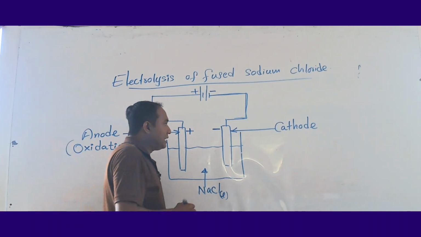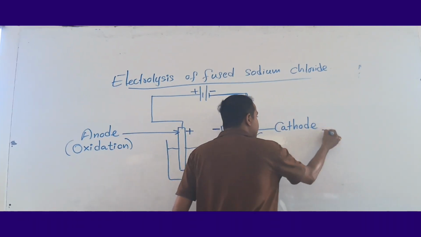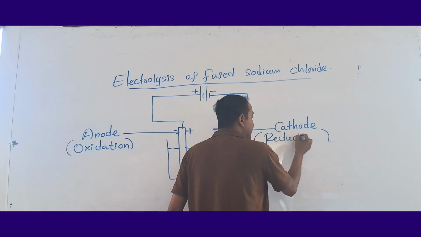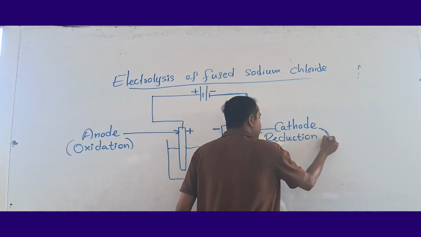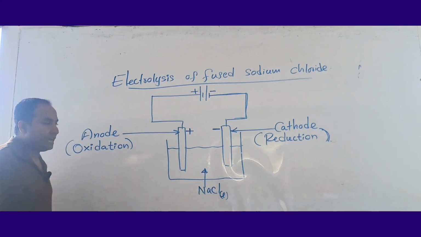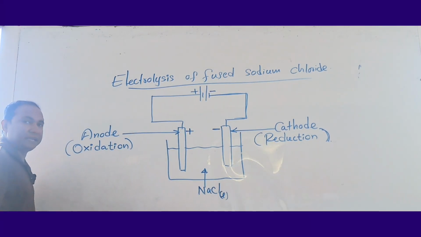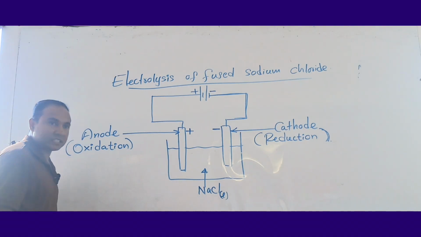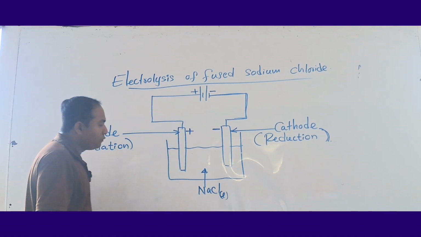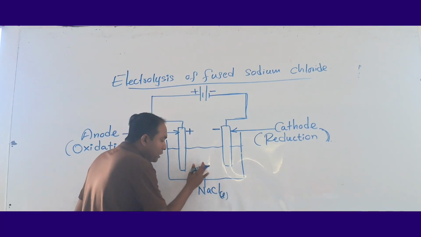So what is the chemical reaction that occurs near the cathode? Reduction. Reduction means the chemical reaction that occurs by receiving electrons. Oxidation means the chemical reaction that occurs by removing electrons. Right. Then we will go to the electrolyte.